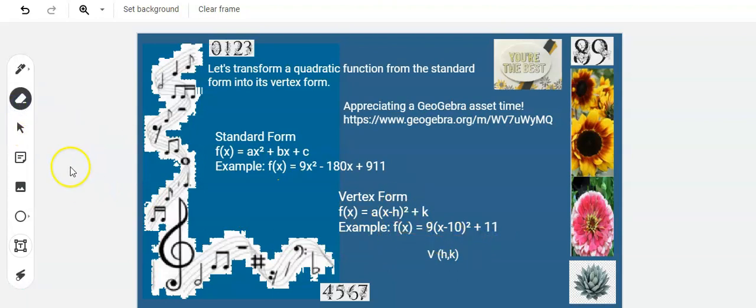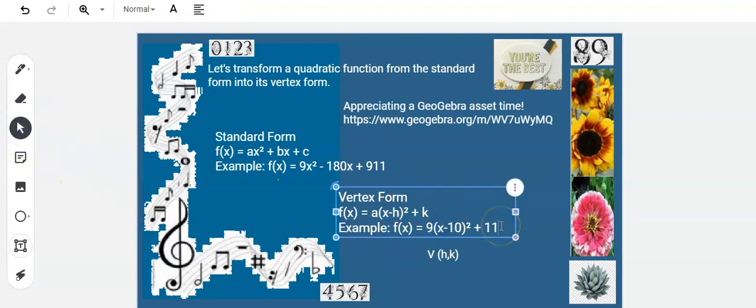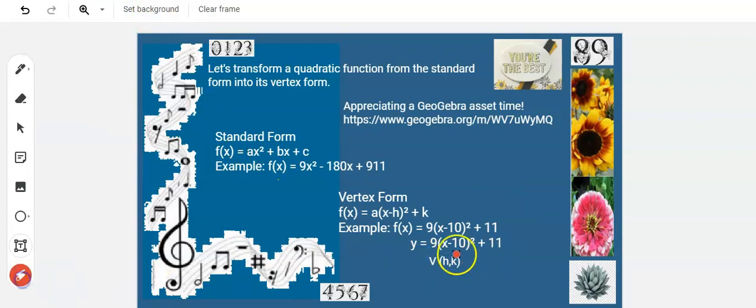vertex form, okay, we can rewrite it into, so we can write it as y = 9(x - 10)² + 11. Alright, so this is our quadratic term, right? So numerical coefficient sa quadratic term kay 9. So atong letter a is 9.